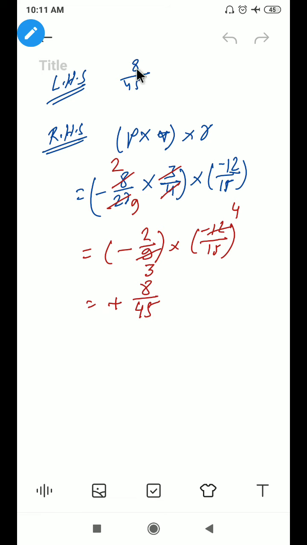And you can see that our LHS and RHS are both the same. So you can write here LHS is equal to RHS. Clear? Thank you everyone.